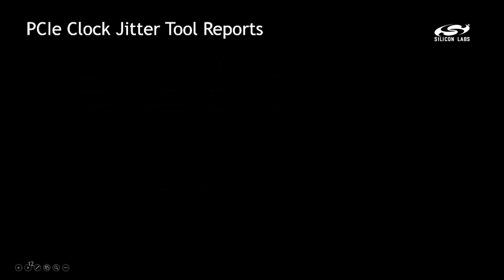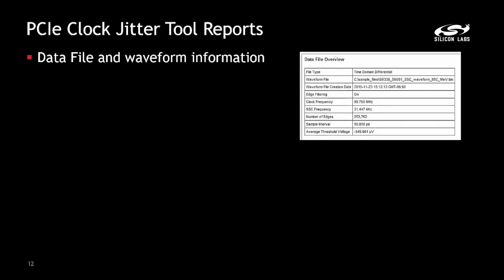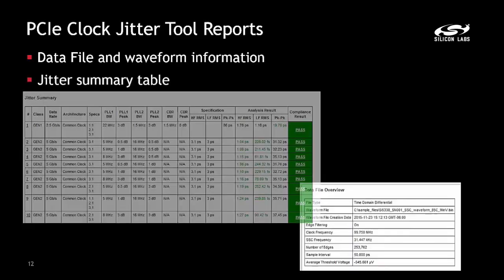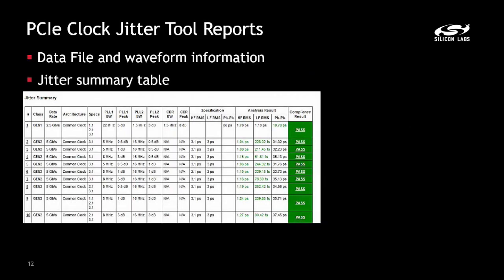Now let us discuss the final section of this overview, which is the PCI Express clock jitter tool reports. The PCI Express clock jitter tool reports have 6 basic parts. At the top, there's a section that gives the data file and basic information about the waveform in the file. The next section summarizes all the jitter analysis done for each filter.